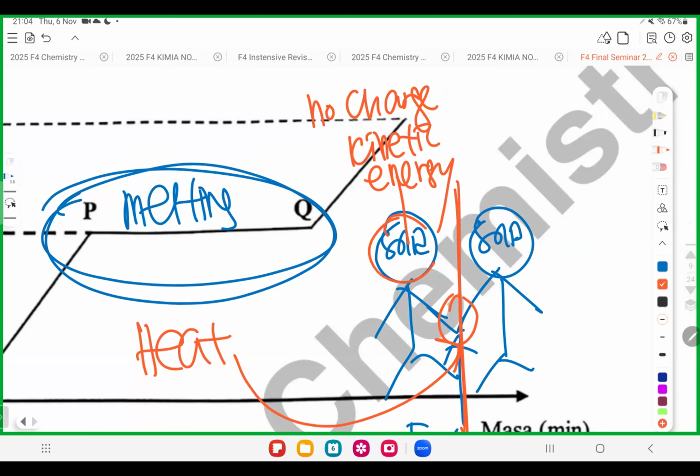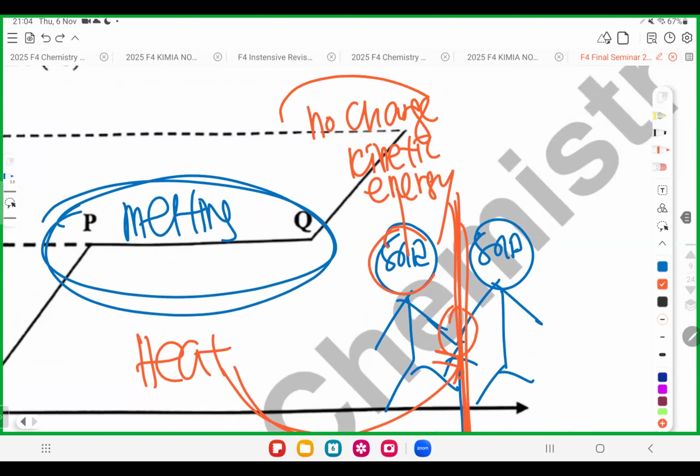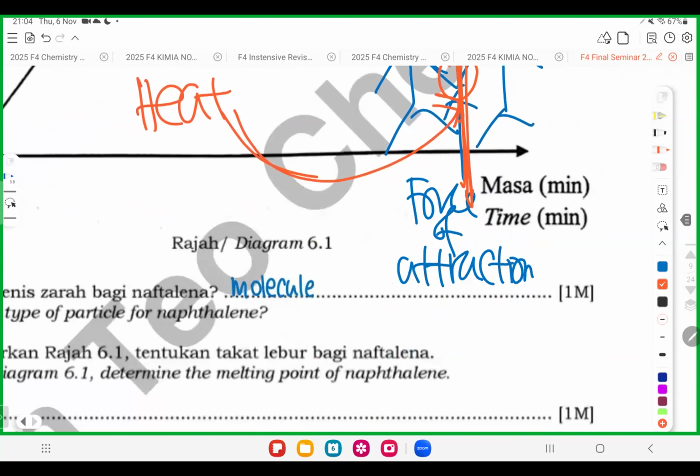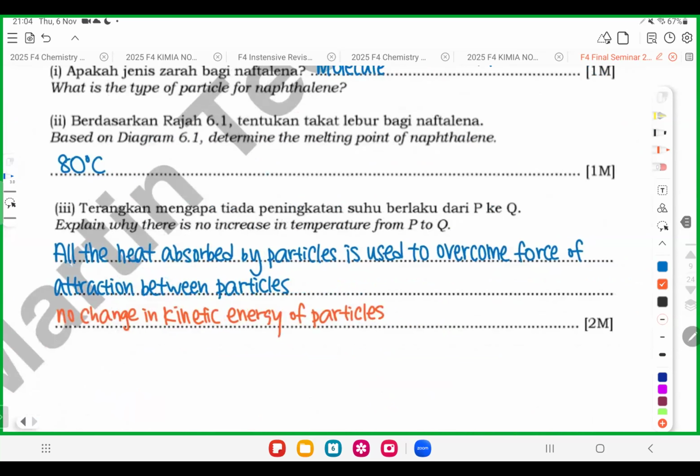Kinetic energy increases, temperature increases. Kinetic energy decreases, temperature decreases. Kinetic energy didn't change, temperature never changes. That's all. So when all the heat is used to overcome the force, no heat enters the particle, so there is no change in kinetic energy. When the particle has no change in kinetic energy, the temperature will be the same.